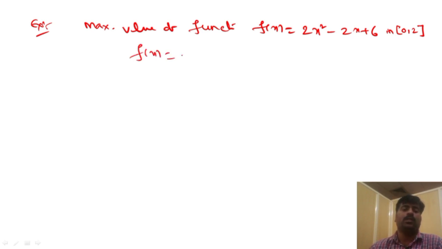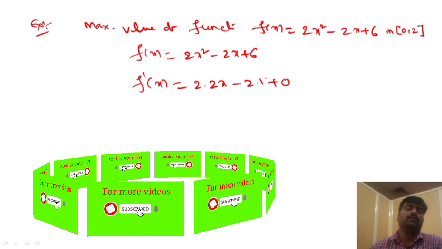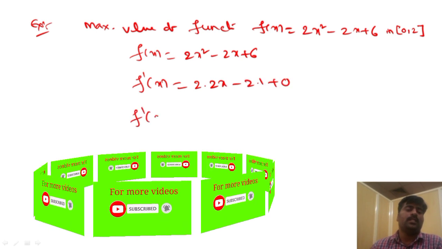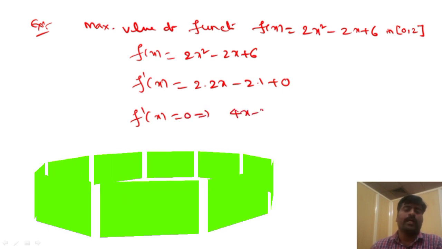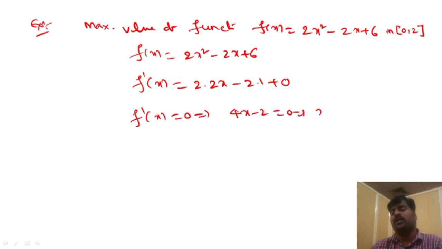So f is given as 2x squared minus 2x plus 6. I'm going to find f dash of x. This is 2 into 2x minus 2 into 1 plus 0. So for stationary points, equating f dash to 0, this is 4x minus 2 equal to 0, x equal to 1 by 2.